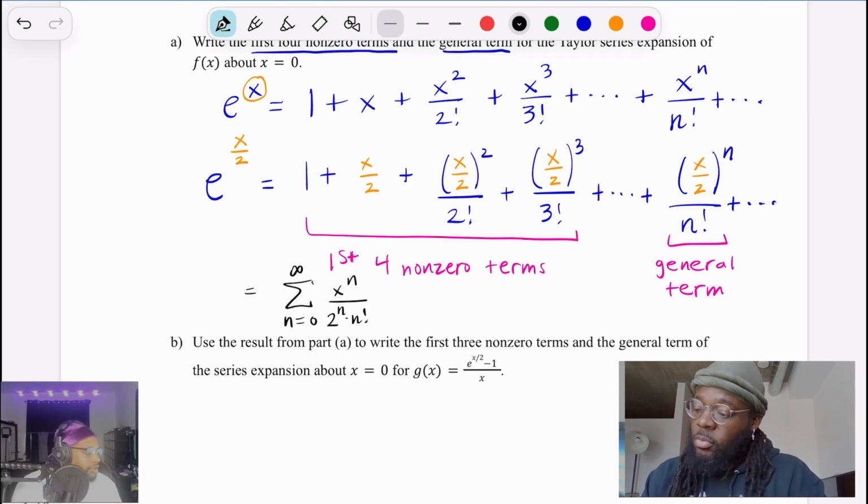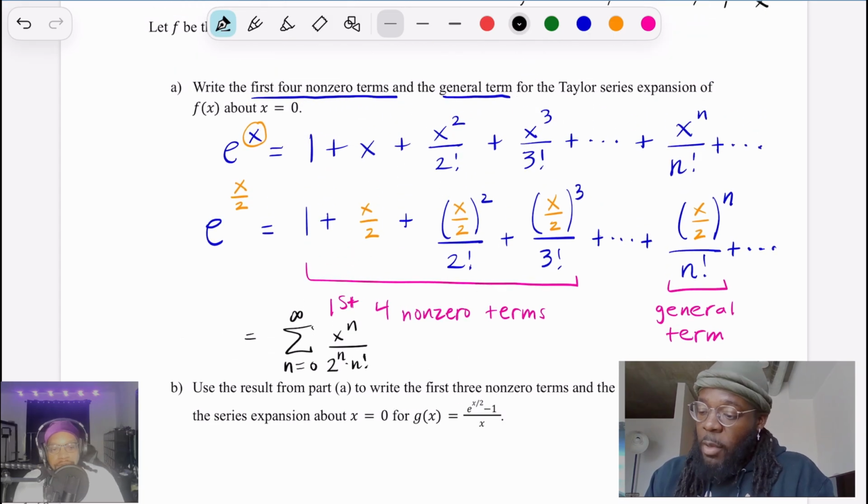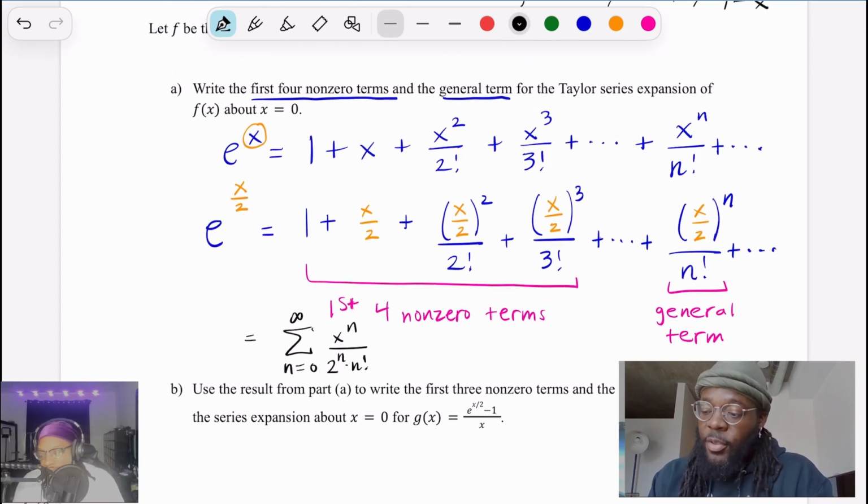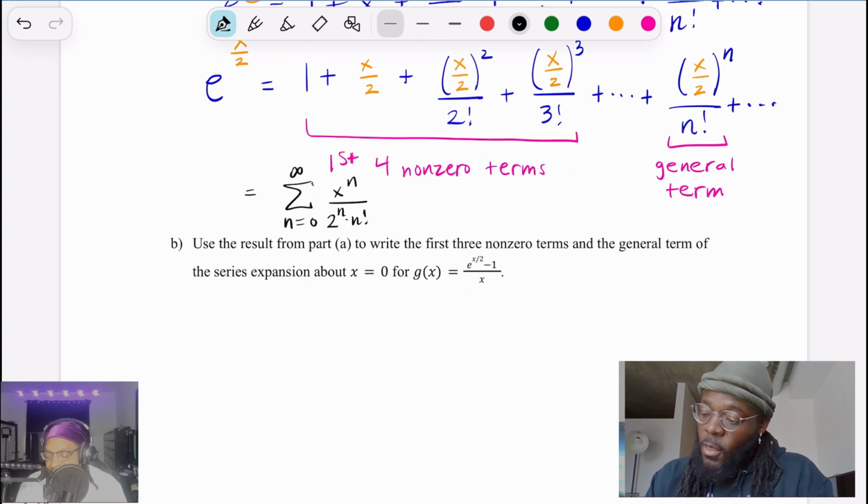Okay. So would that be what, 2 points? That would probably be 2 points. A point for the first four terms and the general term. Got you. Okay. Nice, nice. Okay, so on to part B. So we're 2 for 2 so far.